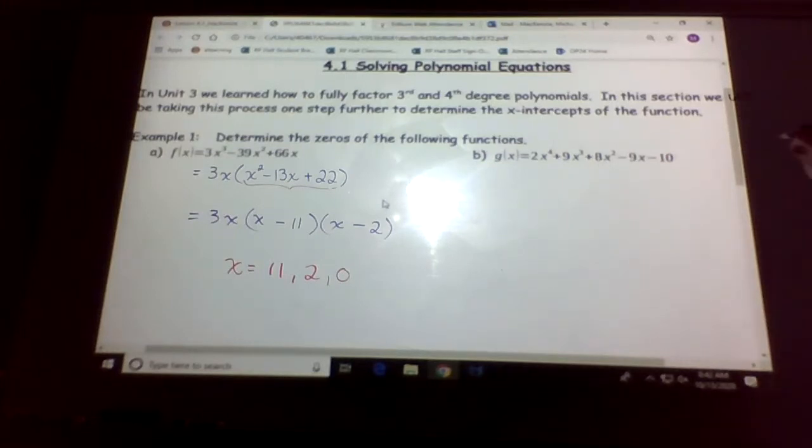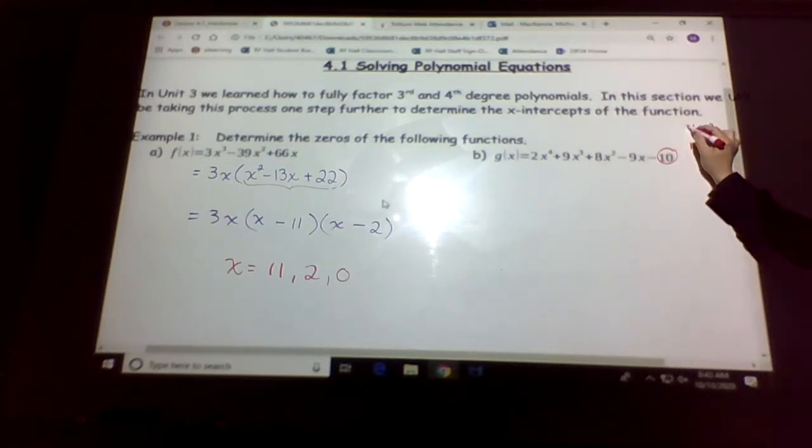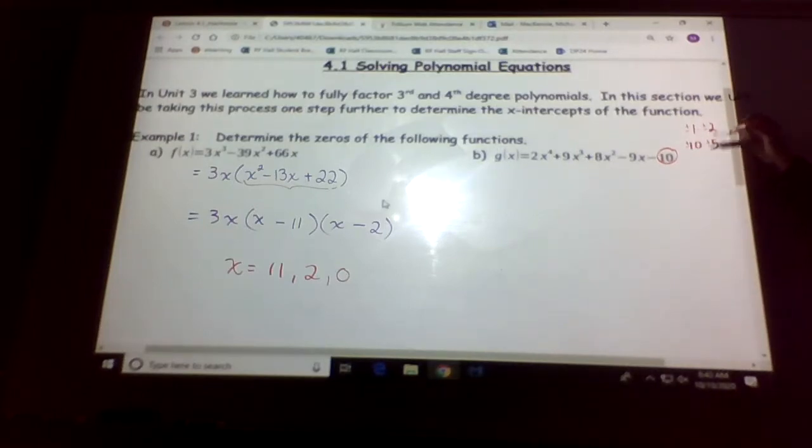Okay, so we have to look at factors of the number here. So we have to look at numbers that go into 10. What are my options for numbers that divide into 10 nicely? 1, 2, 5, and 10. Good. So 1 times 10 is 10, and 2 times 5 is 10. For each of them, it can be plus or minus. So plus or minus 1, plus or minus 10, plus or minus 2, plus or minus 5.